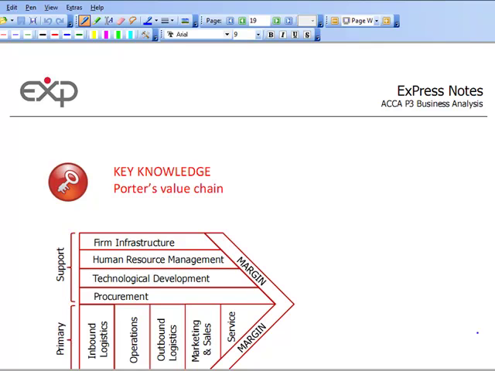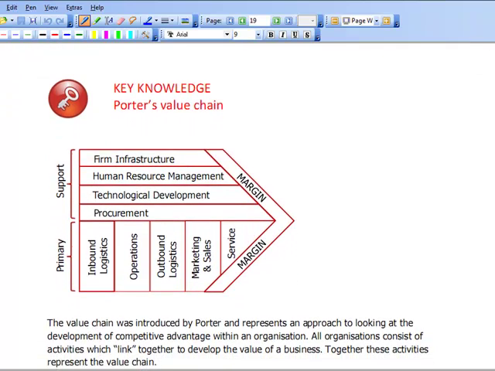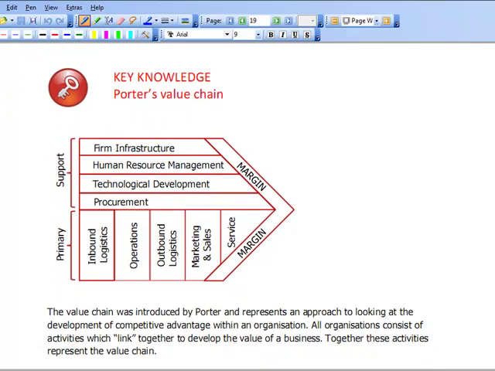Hello and welcome to today's training video from the EXP Group on ACCA Paper P3 Business Analysis. Today we're carrying on within the analysis stage of the rational model and looking at a model designed by Michael Porter. We've already heard of Porter's Diamond and Porter's Five Forces. This time he's talking about the value chain, Porter's value chain.